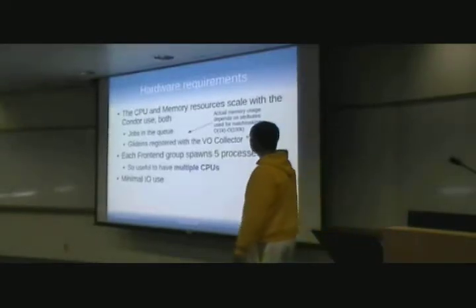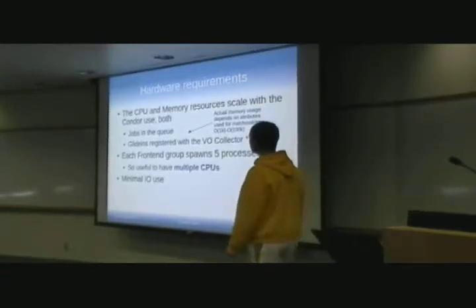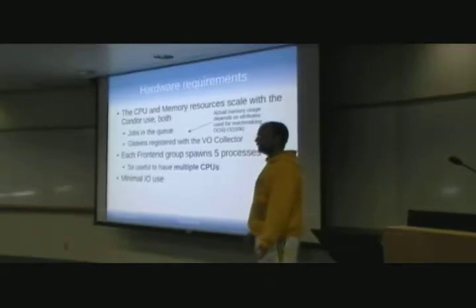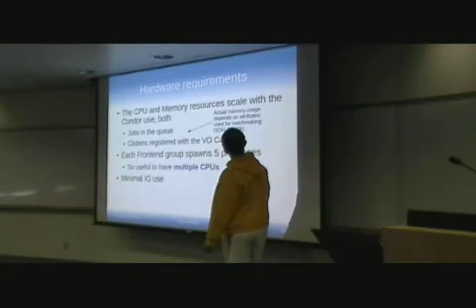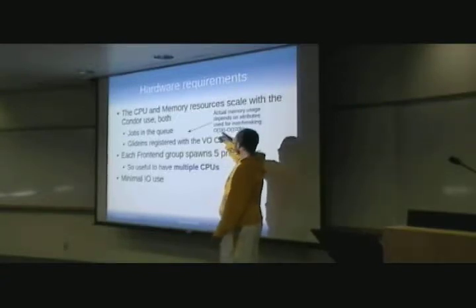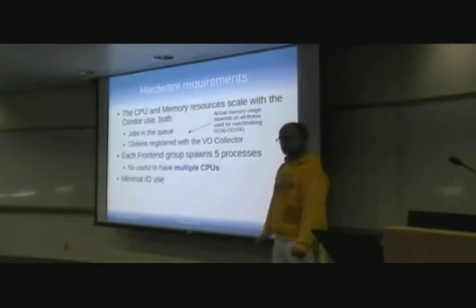Now, what will you need? Well, from a hardware point of view, you will need a decent amount of CPU and memory. It really depends on how big you are, because it scales with the number of jobs in the Condor queues, pretty much. You will need 1 kilobyte to 100 kilobytes per job in the Condor queues.